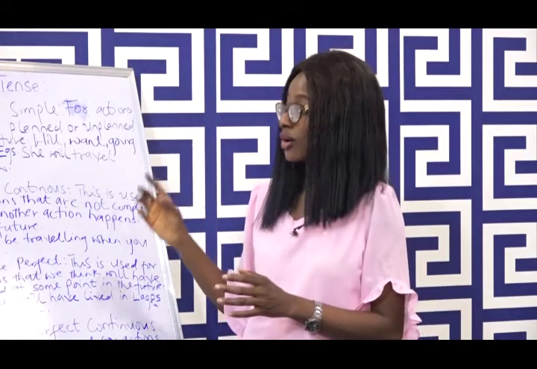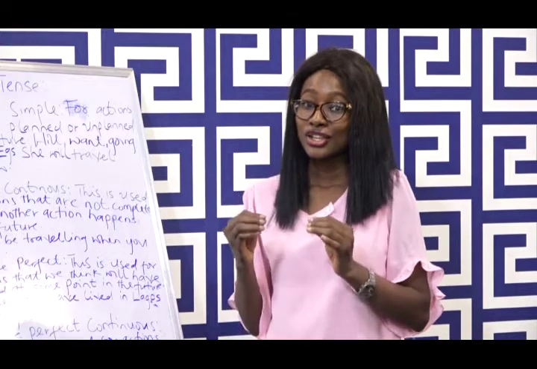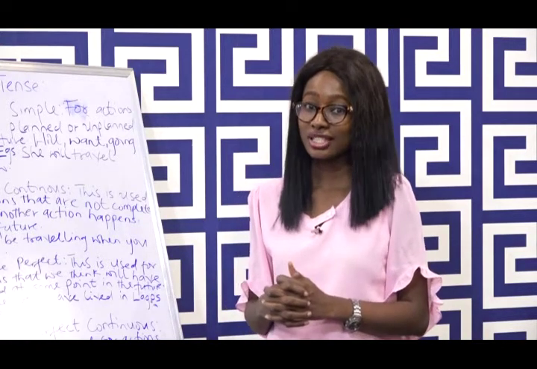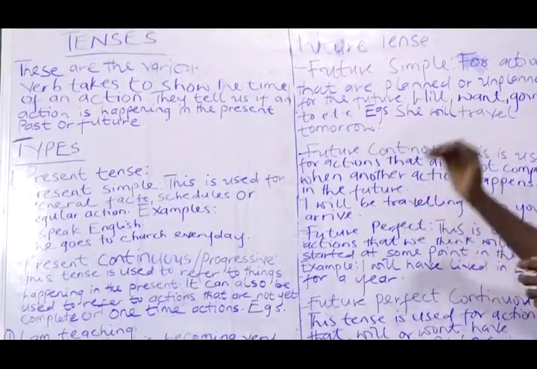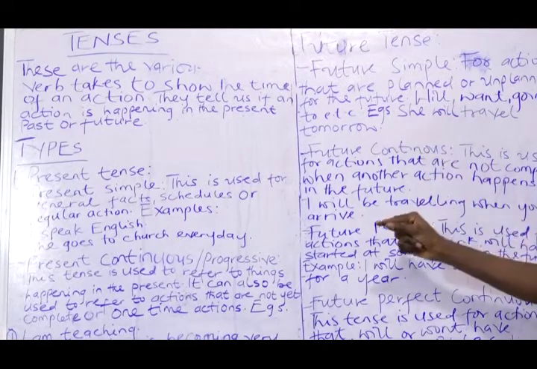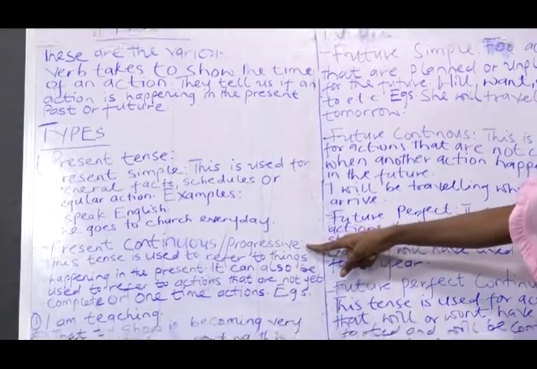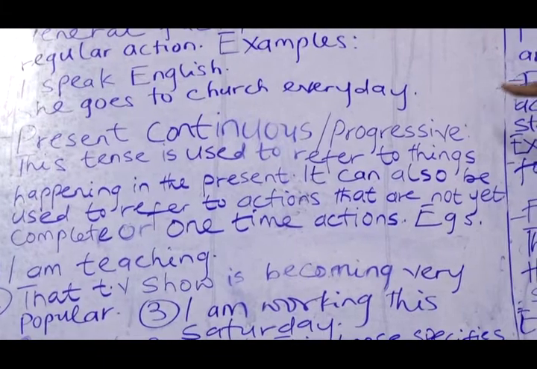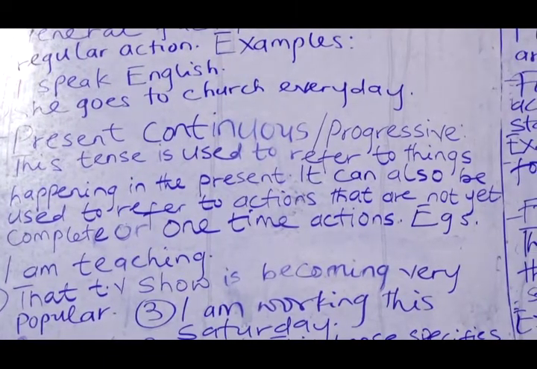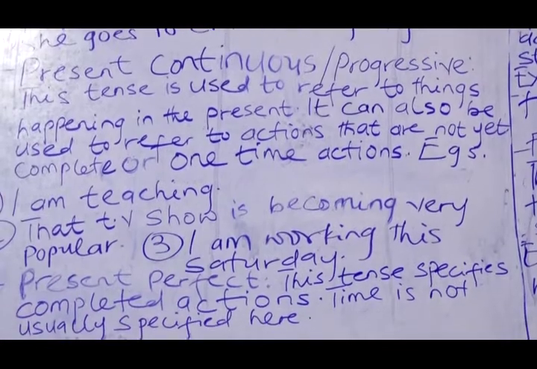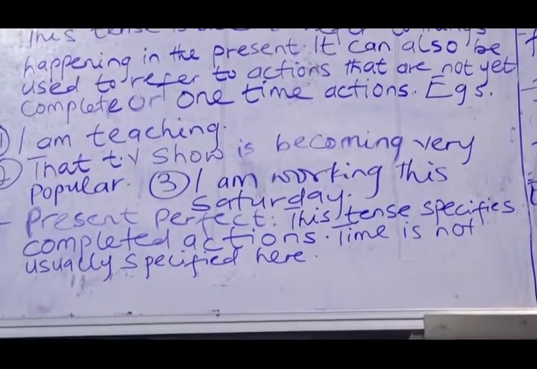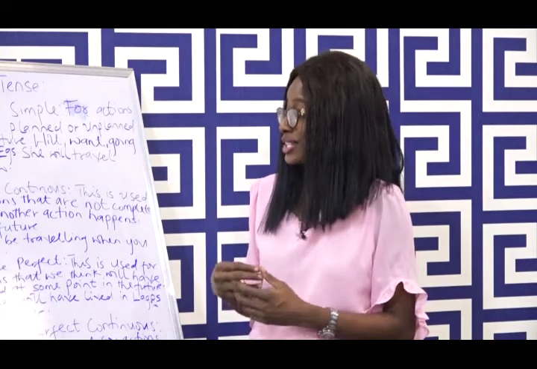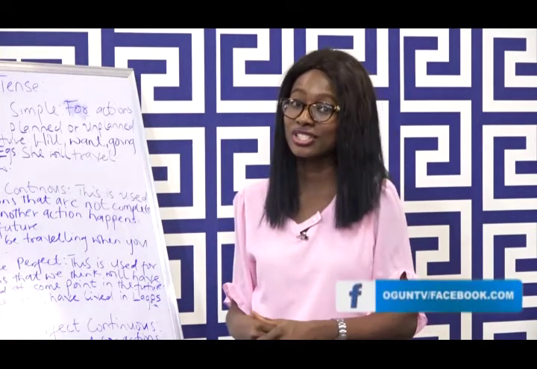Remember, we talked about the present tense, the past tense, and the future tense. And these tenses are subdivided into 4 categories. You have the present simple, the present continuous, or progressive. Don't forget, or progressive. So when you hear present progressive or the progressive tense, you don't get confused. It means the same as continuous. And then we have the present perfect, and then we have the present perfect continuous.